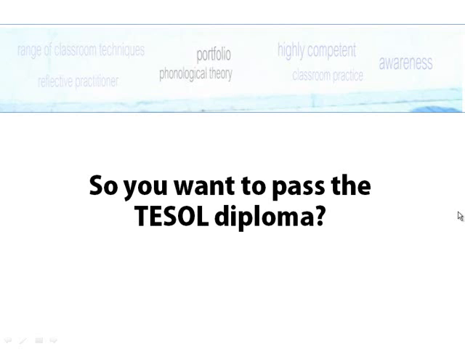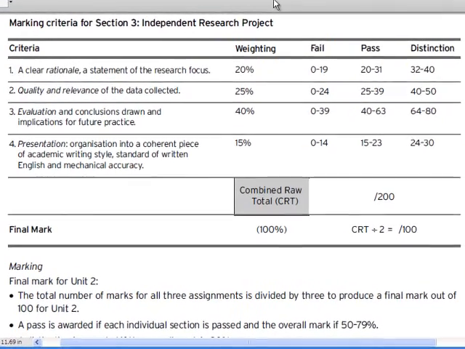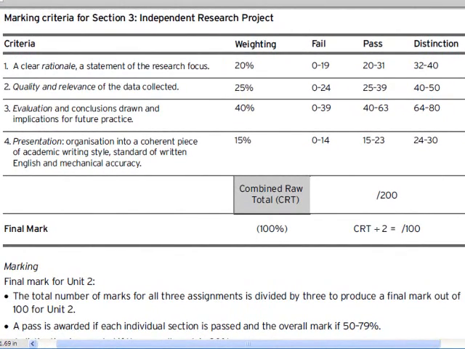Today I'll be talking about Unit 2 of the Coursework portfolio and Section 3, which is the Independent Research Project. Let's look quickly at the criteria for this part of the project. Here's the marking criteria for Section 3, the Research Project.